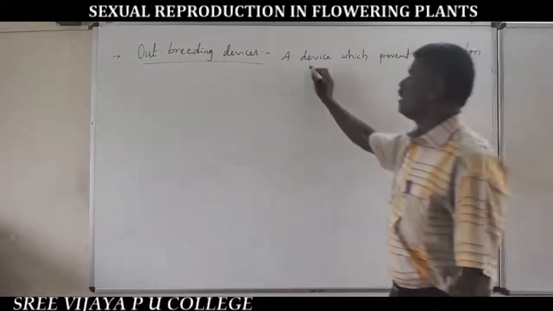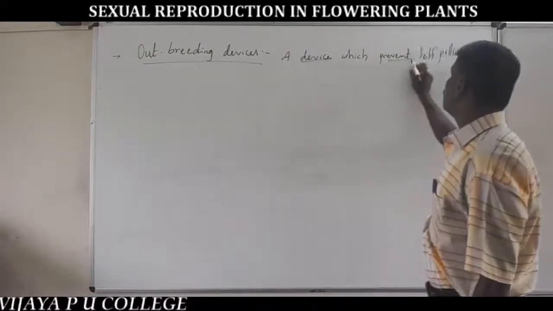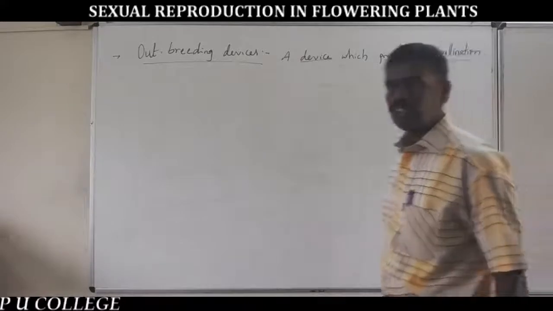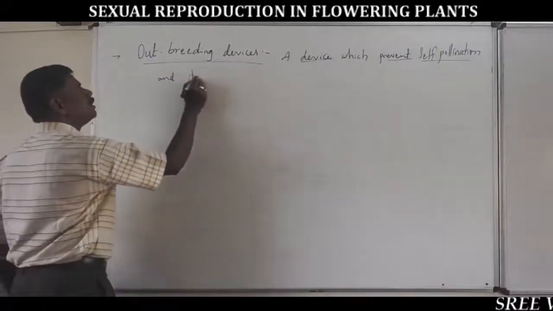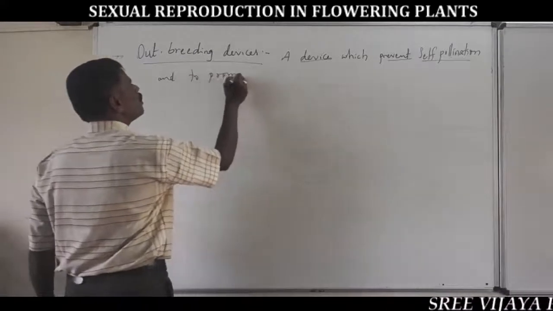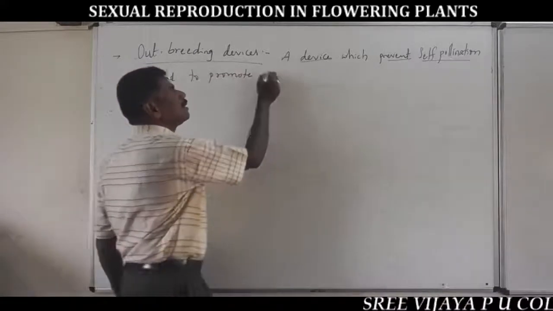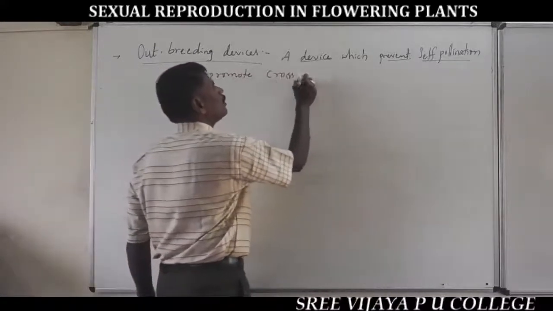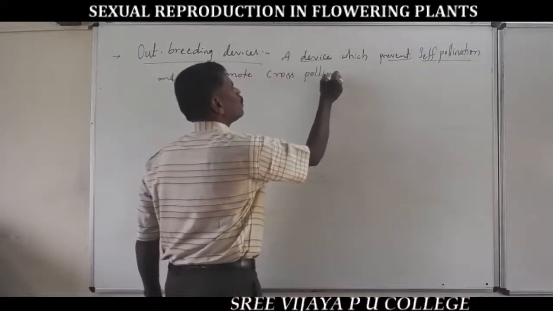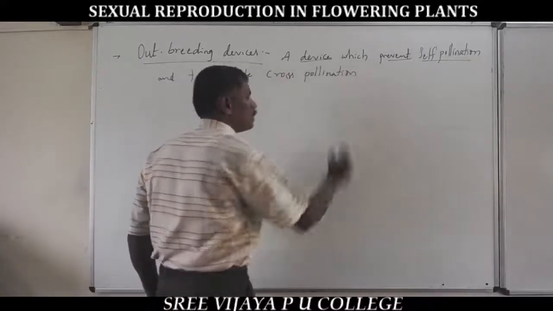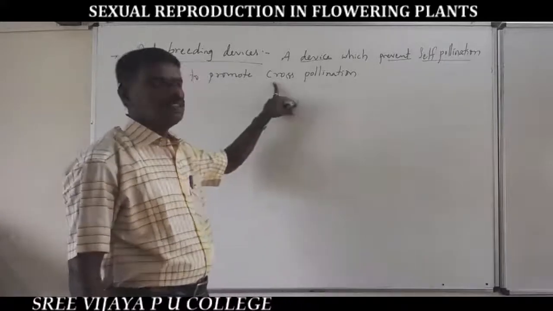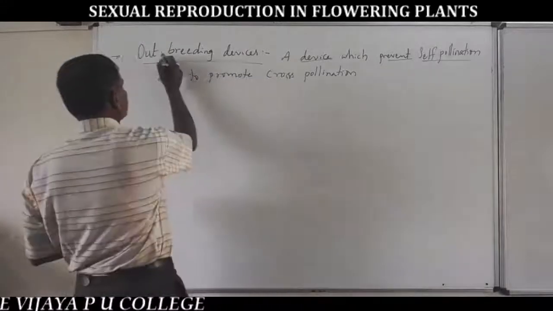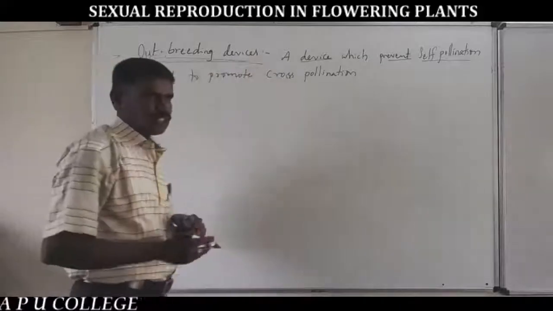Outbreeding device is nothing but the device which prevents self-pollination and promotes cross-pollination. Those devices are called outbreeding devices.